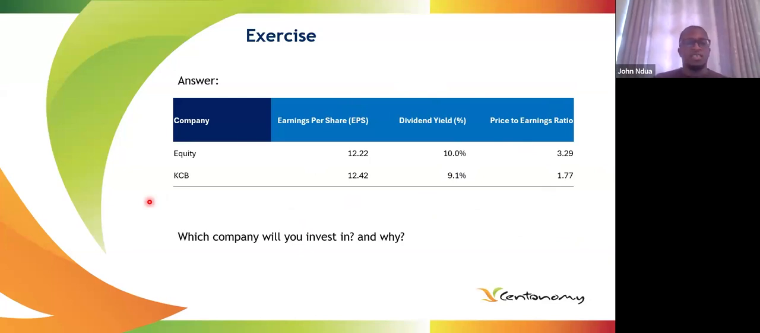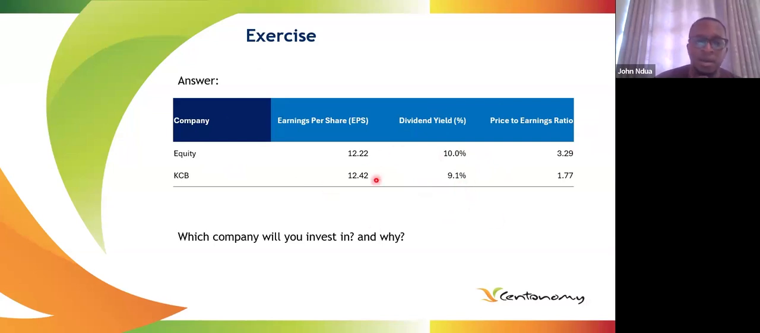Great. I think now it's very self-explanatory. KCB is basically the better company to invest in because it has a higher earnings per share, meaning it's more profitable, and has a lower price to earnings, meaning it's cheaper. The dividend yield is much lower, meaning the income coming from equity is higher, but you're paying more for that income. Ideally, that's what it means.